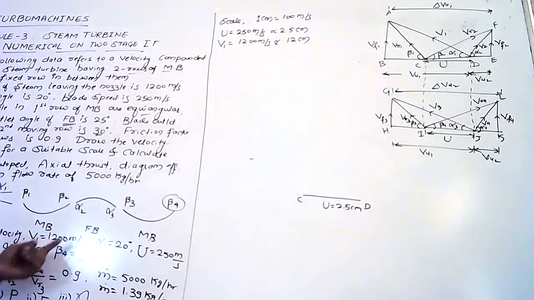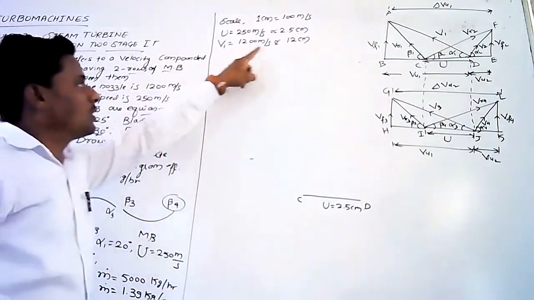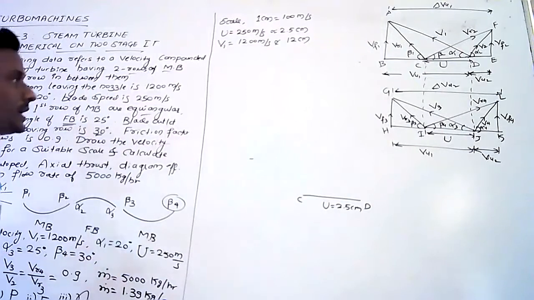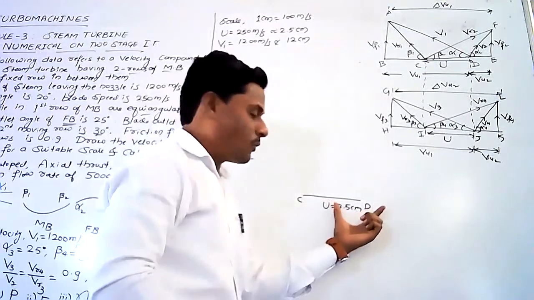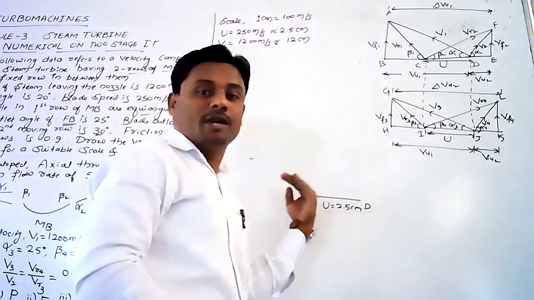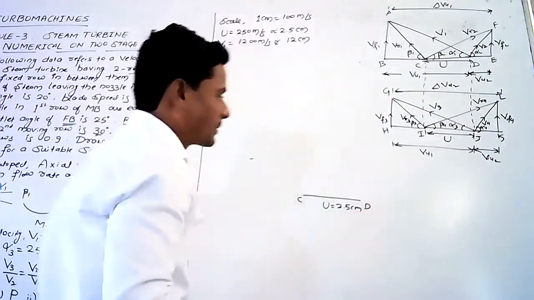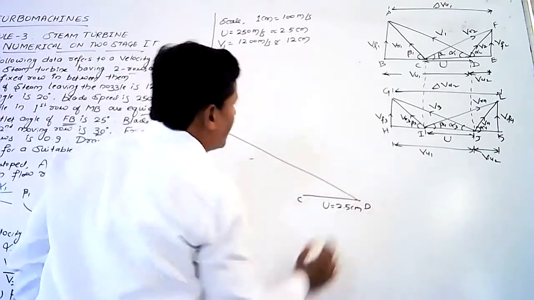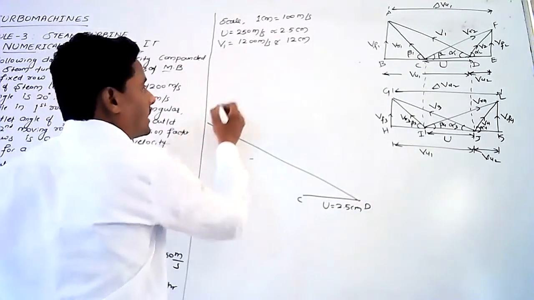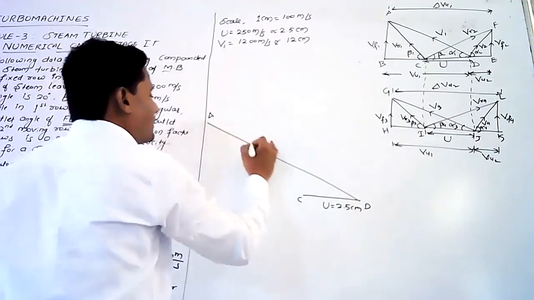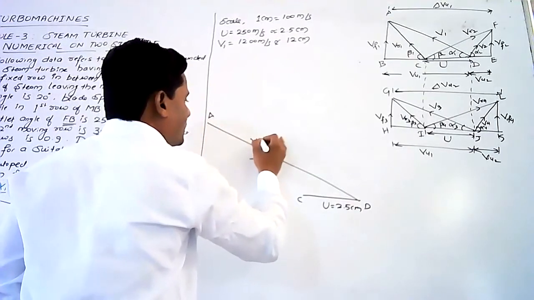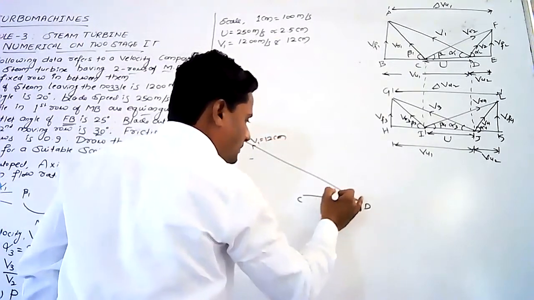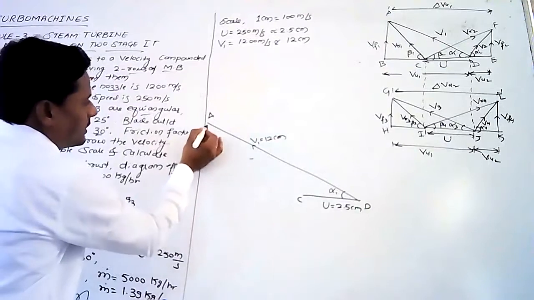V1 is 1200 meter per second, or 12 centimeters, at an angle of alpha 1 equals 20 degrees. So keep the protractor on point D and measure the angle in clockwise direction. So 20 degrees angle and length is 12 centimeters. That is point A. So here it is V1 equals 12 centimeters and alpha 1. Join AC.